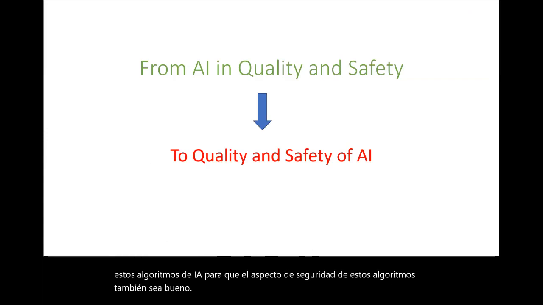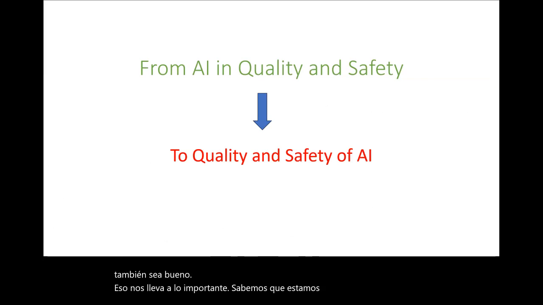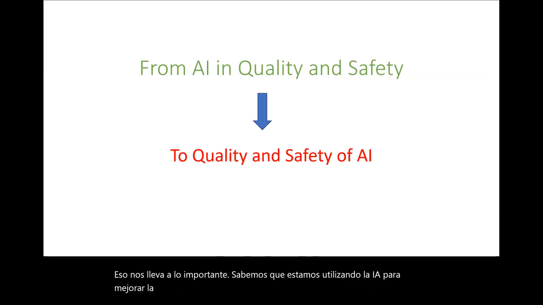So that brings us to the important thing. We know that we are using AI to improve quality and safety, but who is going to monitor the quality and safety of various algorithms? This is something we should also be working on simultaneously, so that both are complementary to one another.